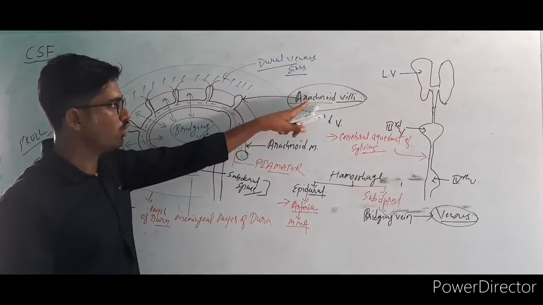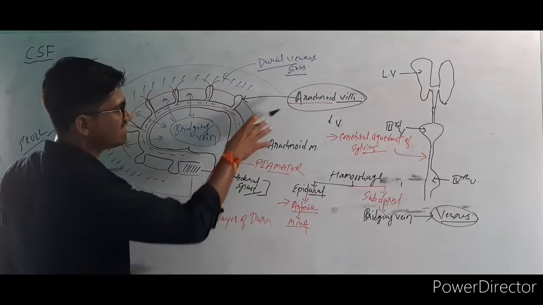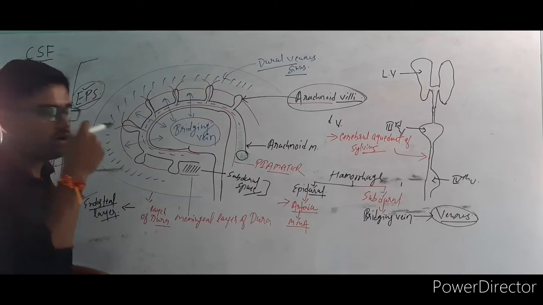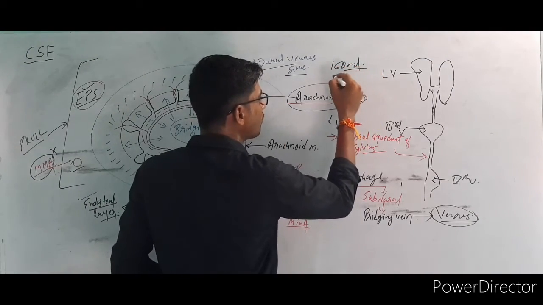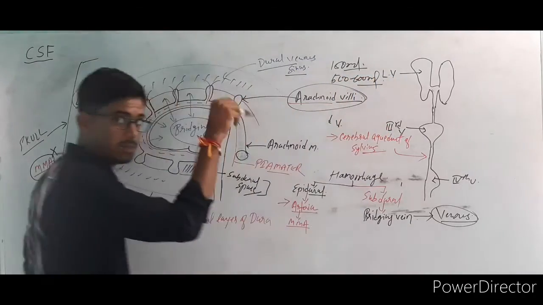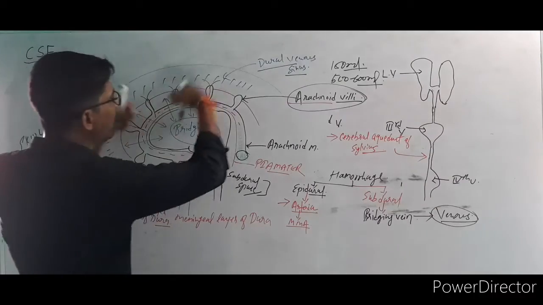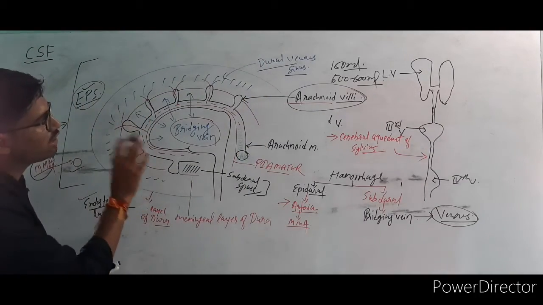So what do you know about arachnoid villi? Arachnoid villi is the site where this CSF is getting absorbed. We know there is only 150 ml of CSF, but the daily production is 500 to 600 ml. So it should get absorbed in the dural venous sinus. This thing should be in your mind.